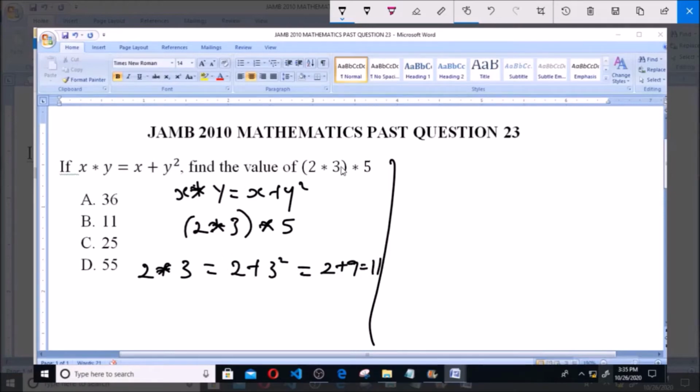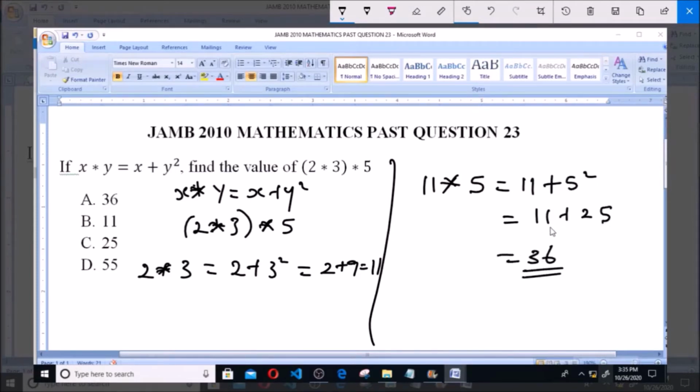Now let's come outside the bracket. So the result of this bracket asterisk 5 will be 11 asterisk 5, which is equal to 11 plus 5 square, and this is equal to 11 plus 25, which is equal to 36. So the answer to this question is 36, which is option A.